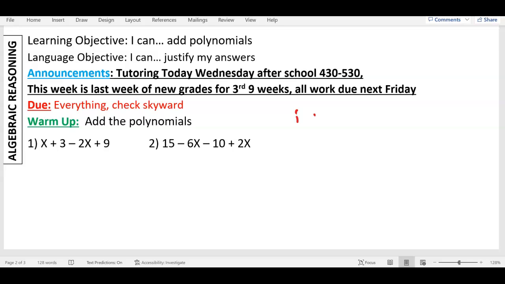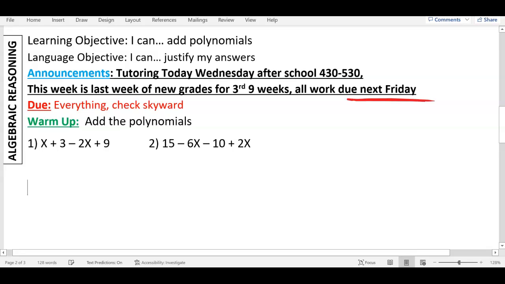So again, tutoring the day after school, and this week is the last week of new grades for the 9 weeks, and all work is due next Friday, and then spring break.